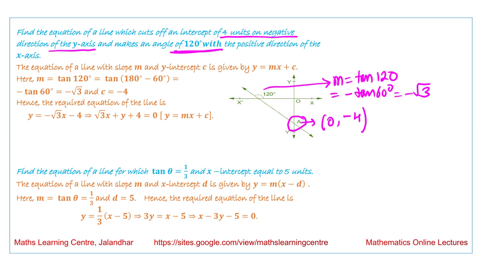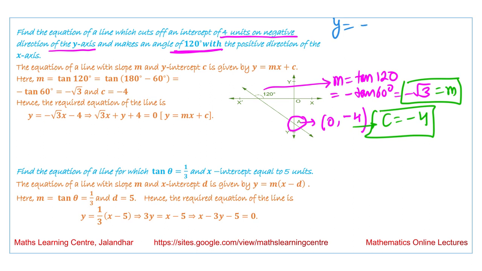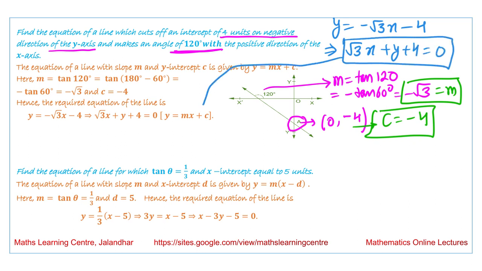So we have the value of c. From this, the value of c is minus 4, and the value of m is minus square root 3. When we substitute these values in the equation, we obtain y is equal to minus root 3 x minus 4. So this implies that the equation is root 3 x plus y plus 4 is equal to 0. So this is the equation of this line.